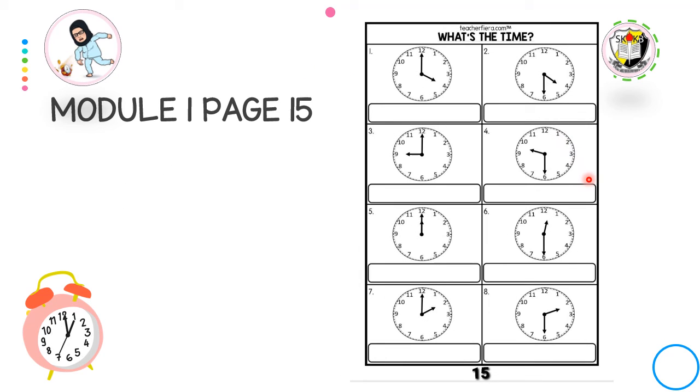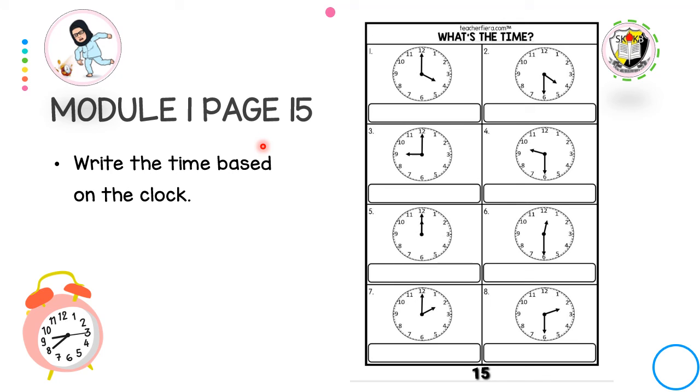Next, you have to do exercise on page 15. You have to write the time based on the clock. Here is an example.